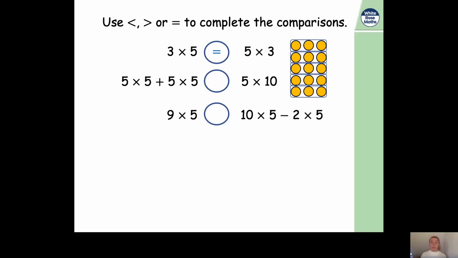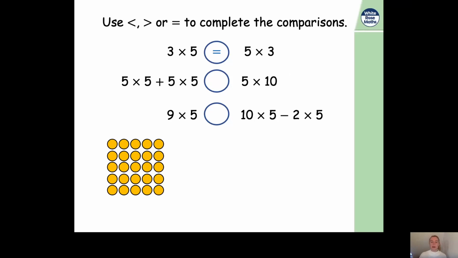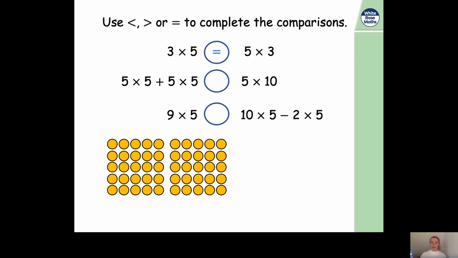There you go, we have the same numbers again. So it is commutative, isn't it? It will give us the same answer. So therefore it is equal. And let's check with our arrays. So here you go. We have 2 arrays. They are 5 multiplied by 5. There you go. They are equal because there are 10 columns.